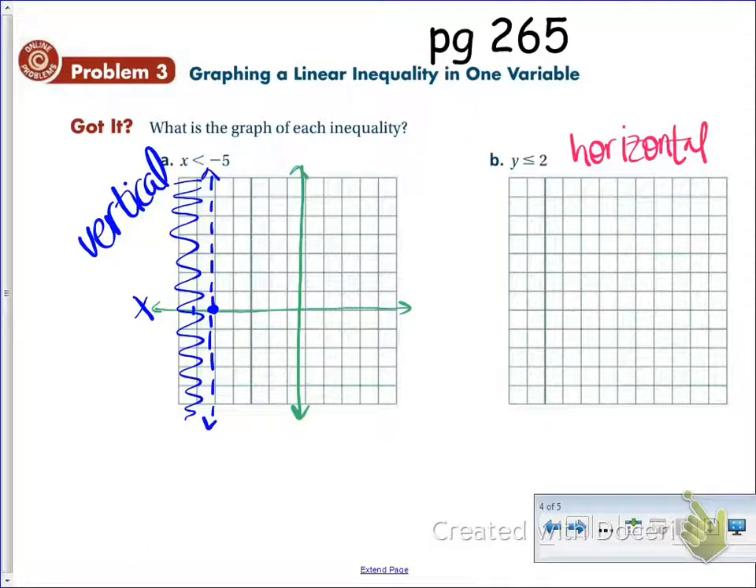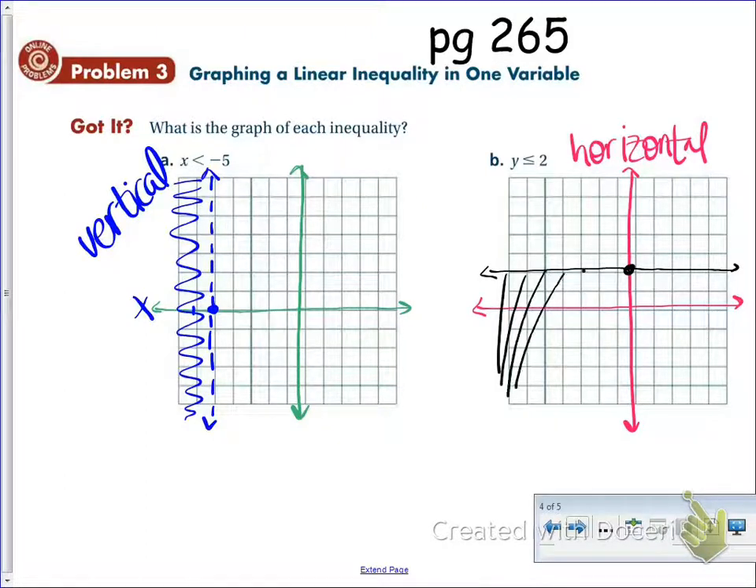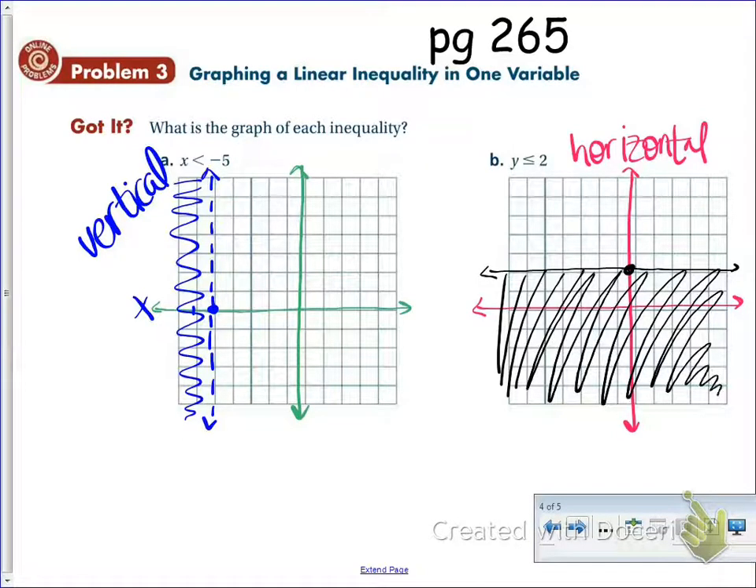Again, we need to draw our axes. And we need to find where y is equal to positive 2, which is right here. Now, since we have a less than or equal to, this line can be a solid one. And since y is less than, we shade below. Pause the video if you need additional time.